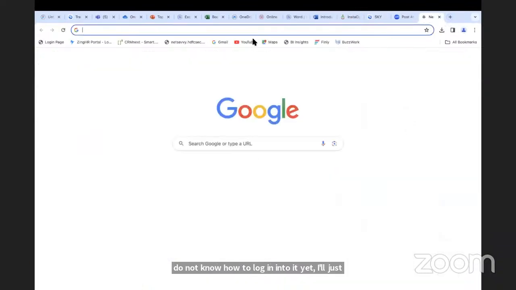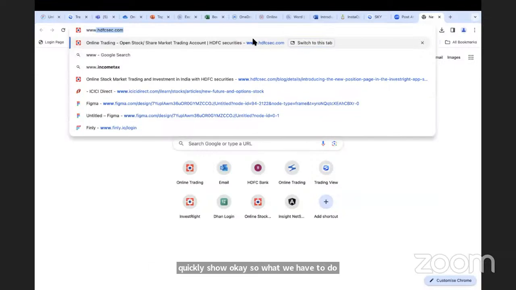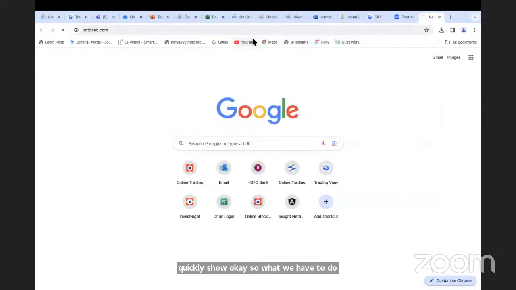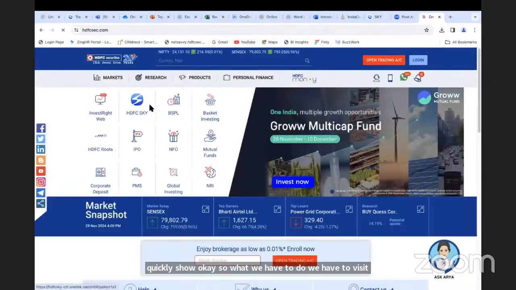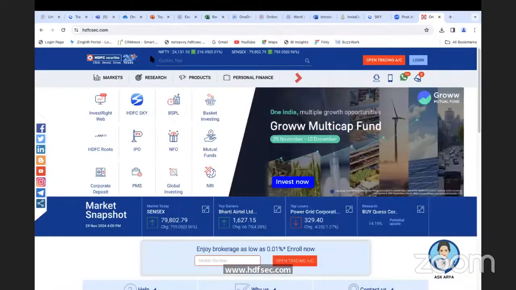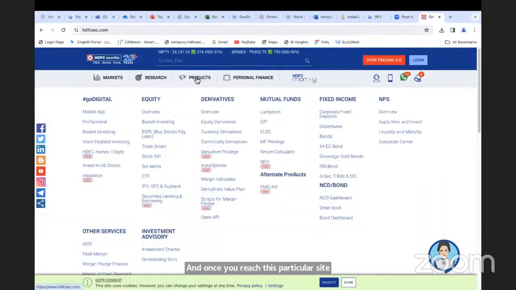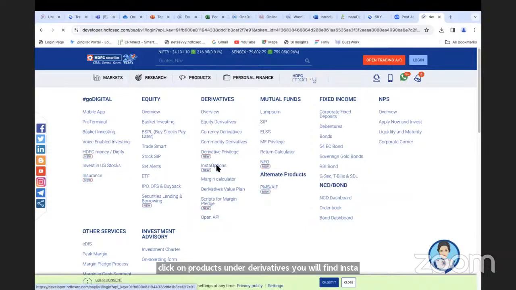What we have to do is visit www.hdfcsec.com, and once you reach this particular site, click on products. Under derivatives you will find Insta options.